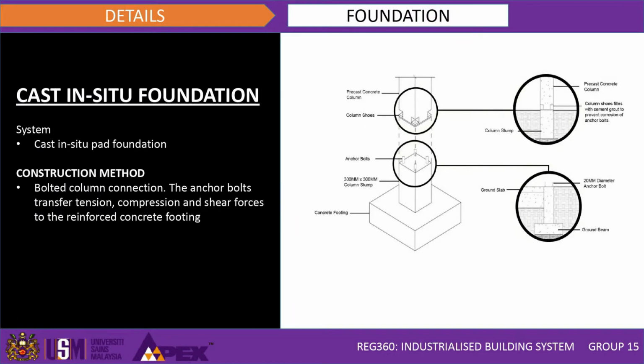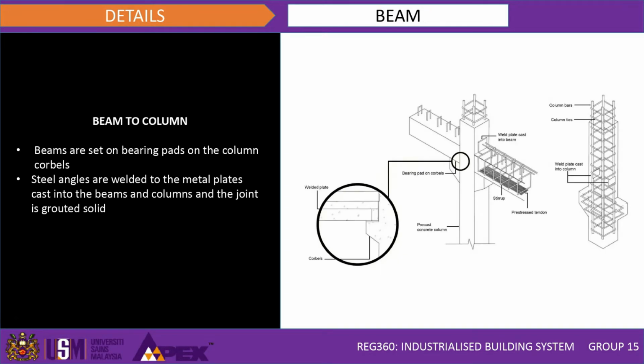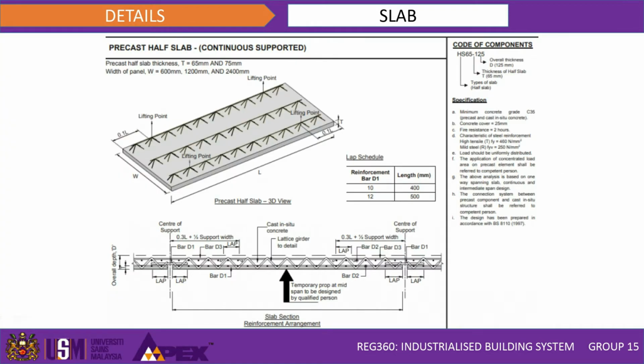The details for foundation, we use the cast in situ pad foundation with connection of anchor bolts between foundation and column. Next is the details for column, where the connection is metal bearing plate and embedded anchor bolts are cast on the end of the columns. The beam to column beams are set on bearing pads on the column corbels as seen in the picture, where the detail is steel angles welded to the metal plates cast into the beams and columns, and the joint is grouted solid. Next is the details of the slab.